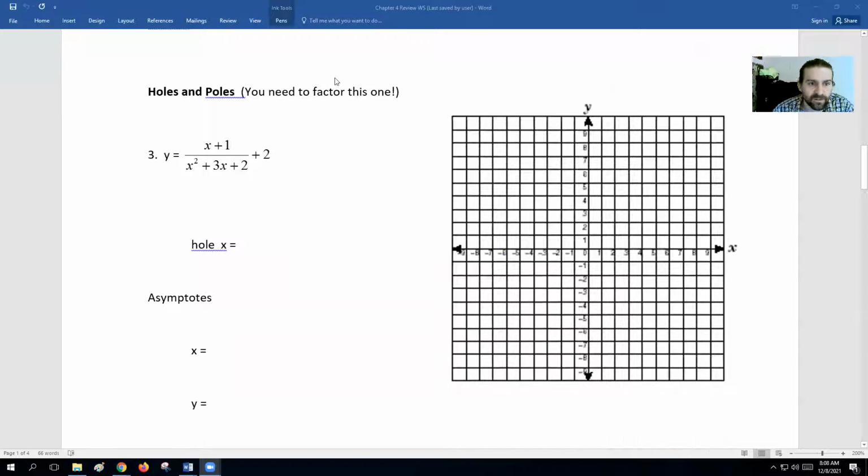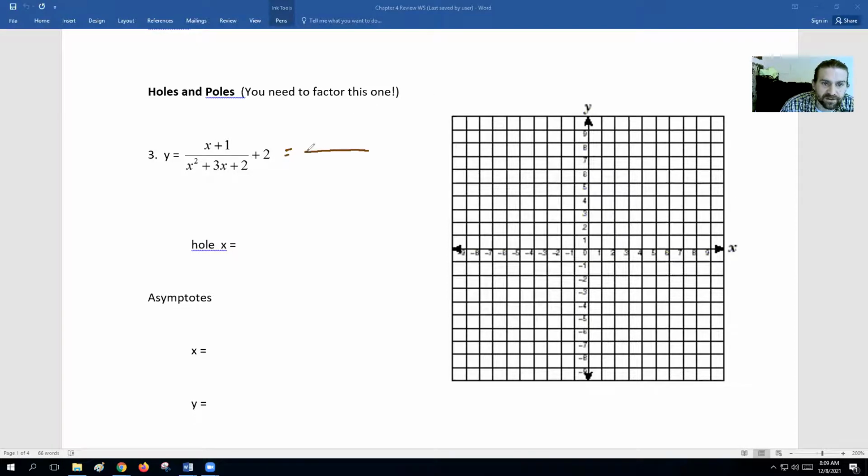Okay, next we got holes and poles. So we're combining these together. So what we need to do here is factor this one to turn it into a separate equation, one with a boomerang in it. Okay, so let's factor this part here.